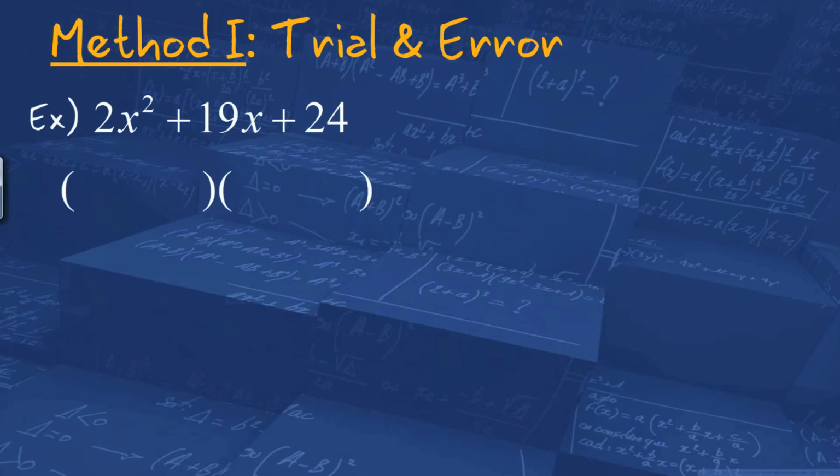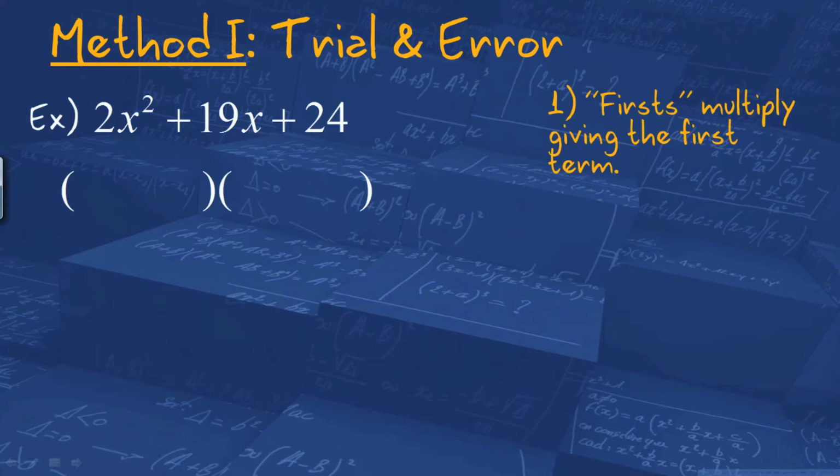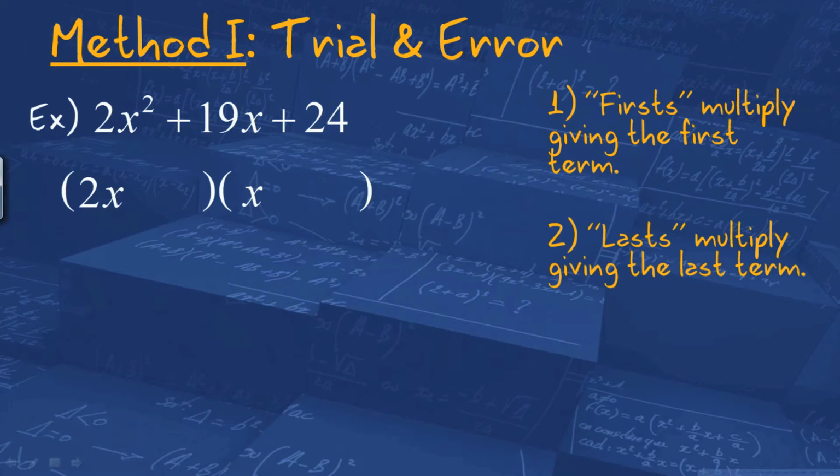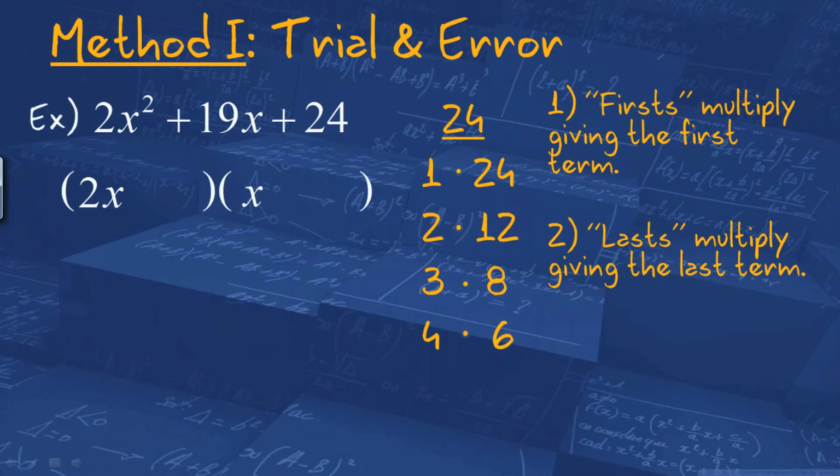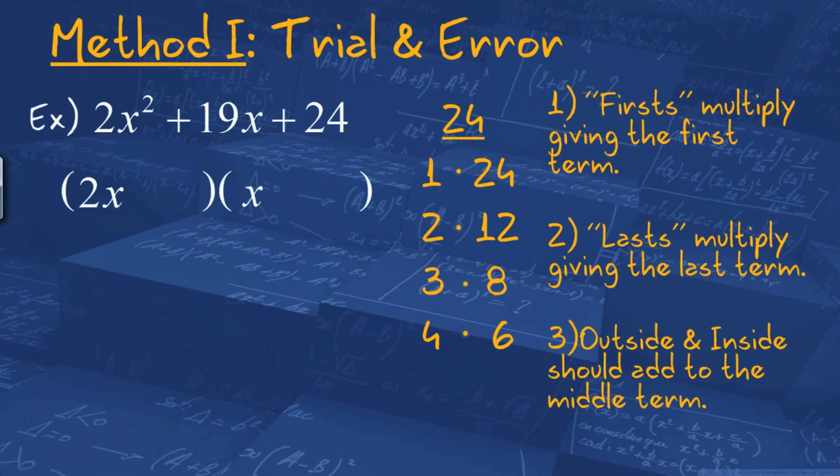So let's recall the pattern of the FOIL. The first terms in the two binomials will multiply to give us the first term here, the 2x squared. So our only choice is going to be 2x and x. Also, the last terms multiply to give us the last term. So these two terms here are going to multiply to give us the 24. Here are all of our choices. Notice none of them add up to the 19. So we need to use the fact that the outside and inside should add to the middle.